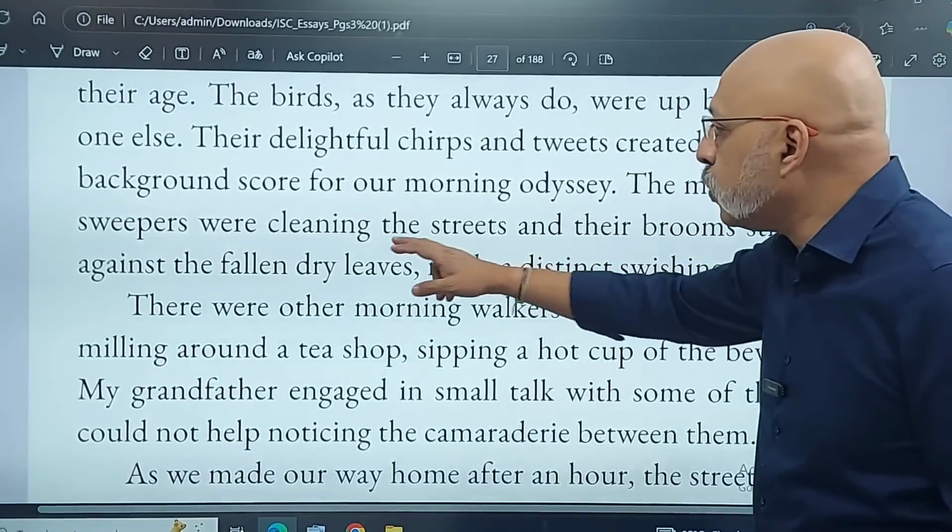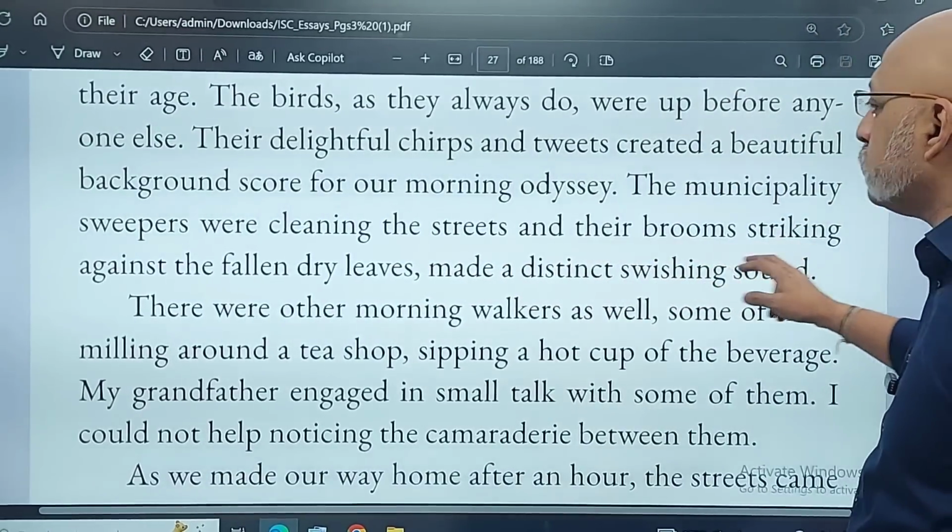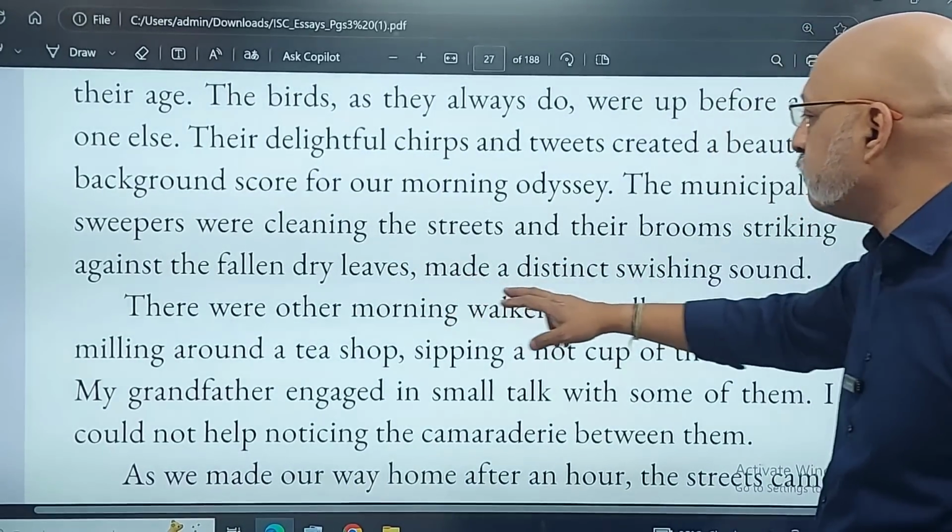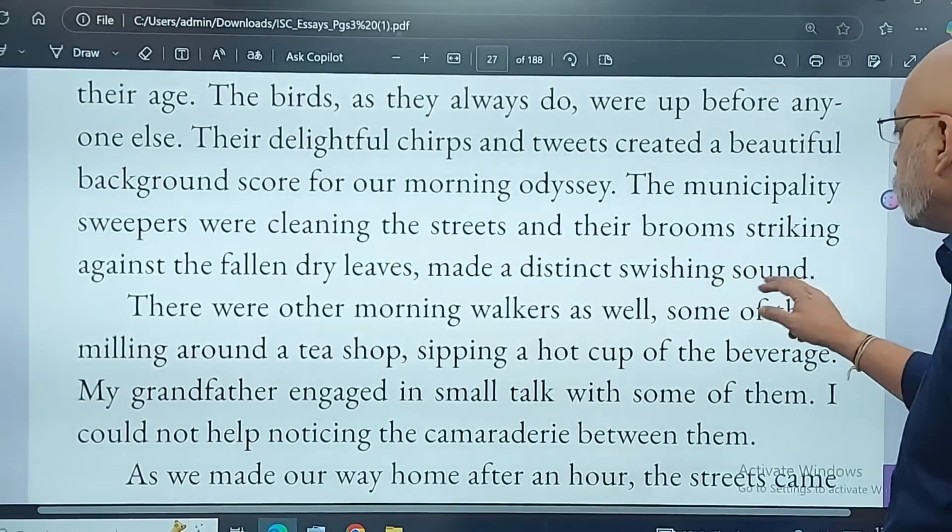The municipality sweepers were cleaning the streets, and their brooms striking against the fallen dry leaves made a distinct swishing sound.